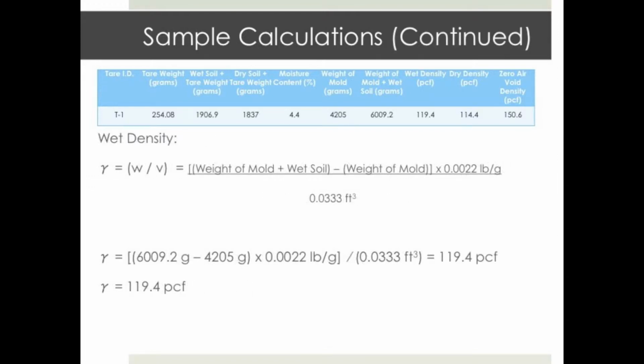Next, we will calculate the wet density. With our known volume of our mold, we divide the wet weight of the compacted soil by the known volume. Multiply this by a conversion factor so that our final units are in pounds per cubic foot. After performing these calculations, our wet density came out to 119.4 pounds per cubic foot for the first subspecimen.